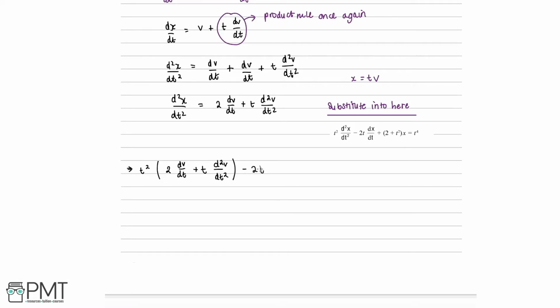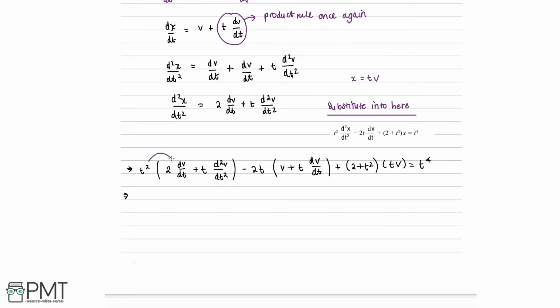minus 2t multiplied by dx by dt. Well, we found that dx by dt is equal to v plus t multiplied by dv by dt. So it will be times by v plus t multiplied by dv by dt plus 2 plus t squared multiplied by x. Well, x is equal to tv, so we x is equal to t to the power 4.